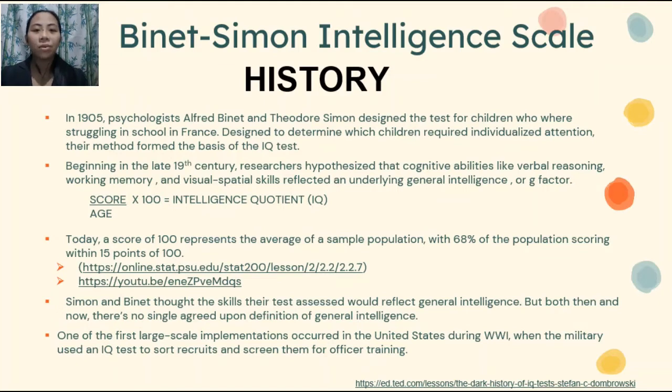Simon and Binet believed that the skills their tests assessed would reflect general intelligence. But both then and now, there's no single agreed upon definition of general intelligence. And that left the door open for people to use the test in service of their own preconceived assumptions about intelligence. What started as a way to identify those who needed academic help quickly became used to sort people in other ways, often in service of deeply flawed ideologies.